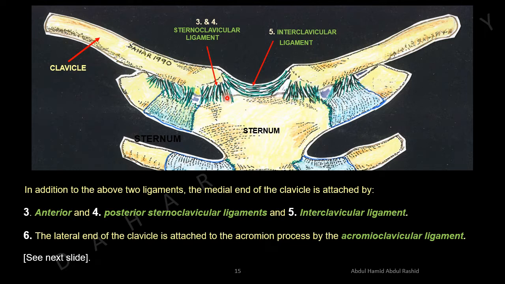Number 5 is the interclavicular ligament. That means the ligament between the two medial ends of the clavicle. Attached to the two medial ends of the clavicle, this is the interclavicular ligament, number 5. The lateral end of the clavicle is attached to the acromial process of the scapula, so that will be the acromioclavicular ligament. We will see it in the next slide.